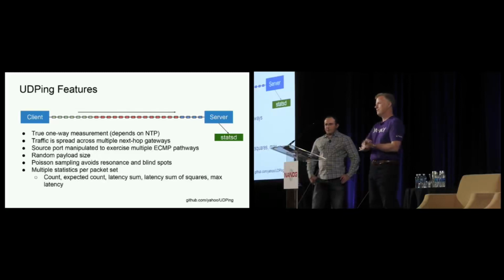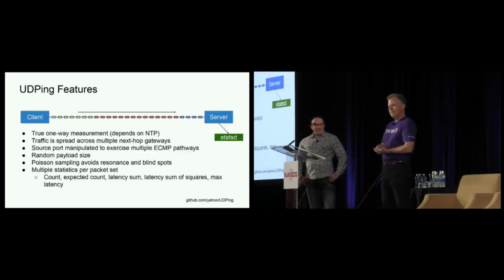We also randomize the payload size, so you can detect MSS failures. You can say, I want to push right up to my MSS and see if it makes it across, or if it gets fragmented and lost, or if there are any particular issues with a particular packet size. I know we've had a few of those problems in our network.